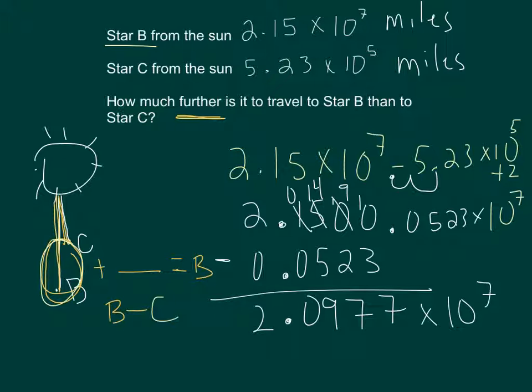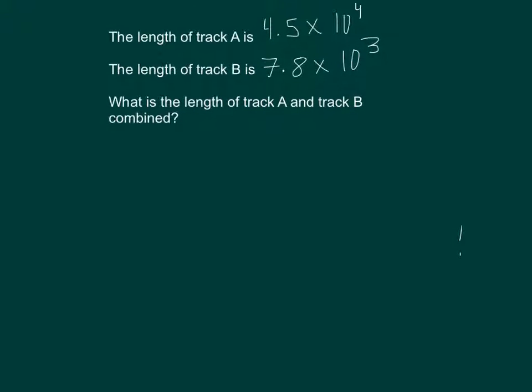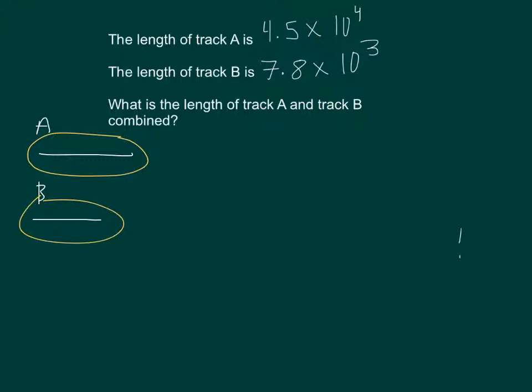All right, we're going to take a look at another problem. This next problem is the length of track A is 4.5 times 10 to the 4th. The length of track B is 7.8 times 10 to the 3rd. What is the length of track A and track B combined? So what I want to do is I want to think, and I always like to draw pictures. If I have track A and I have track B, and I want to know what is the length of A and B combined or together. So essentially I want to take B and I want to move it up and add it to A.